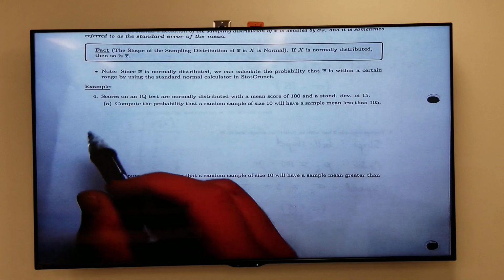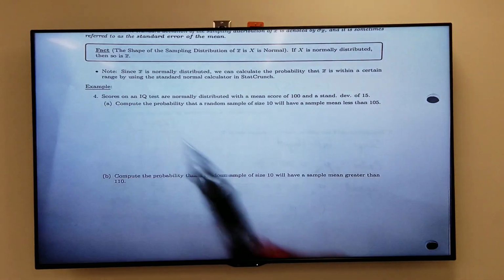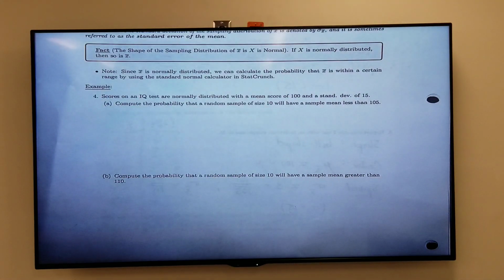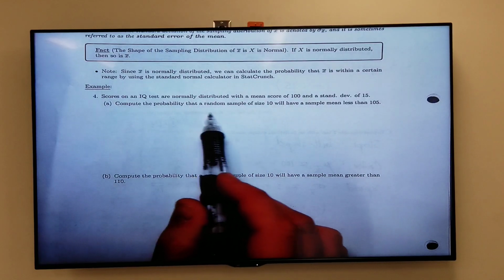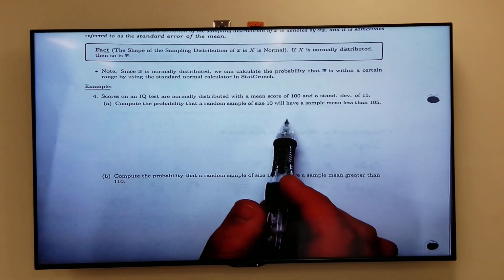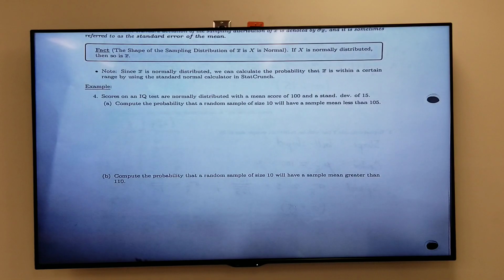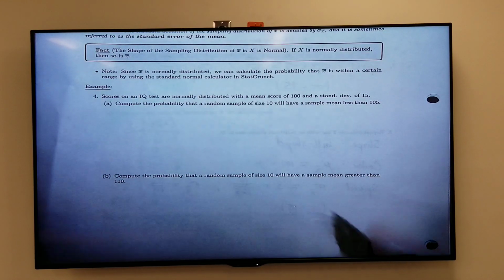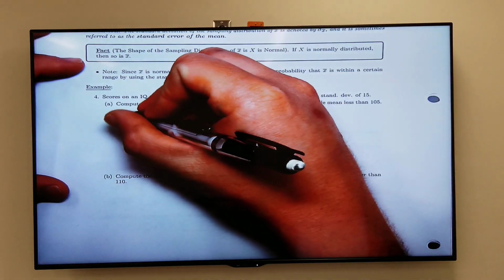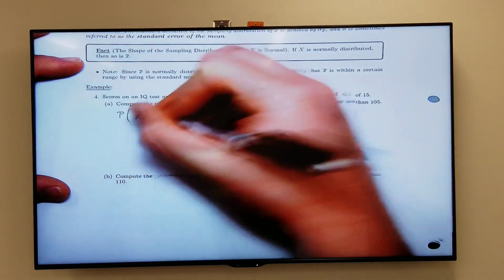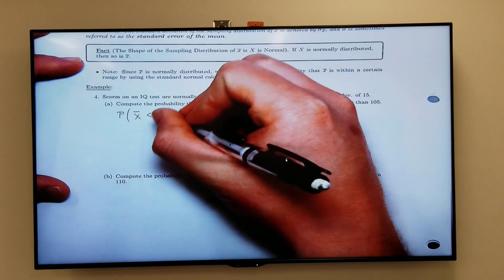So working with IQ scores again, right? This one says, scores on an IQ test are normally distributed with a mean score of 100 and a standard deviation of 15. Compute the probability that a random sample of size 10 will have a sample mean less than 105. Okay. So in other words, we want to compute the probability that the sample mean, x bar, is less than 105.